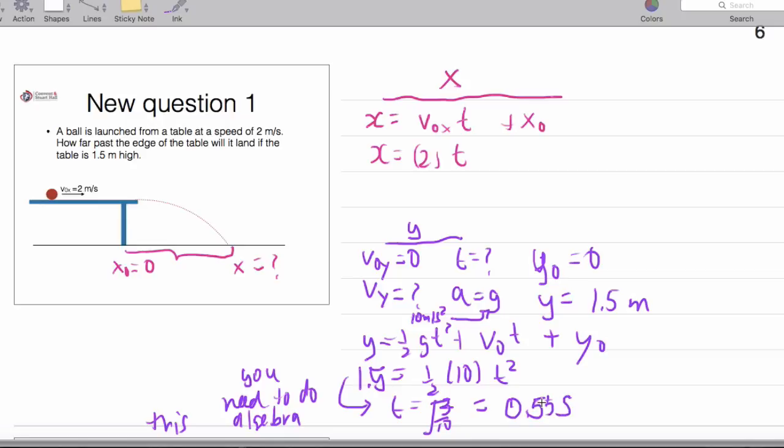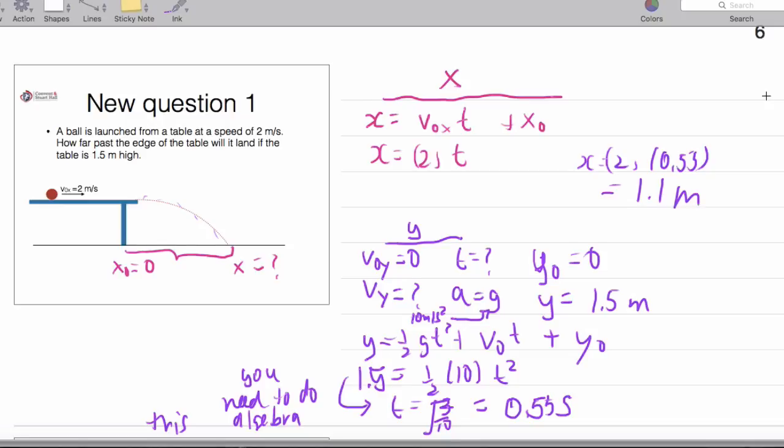So now we have the time to fall, and just like with the marble lab, we used the time to fall to figure out how far back the buggy needed to be. We're going to be able to use the time to fall, and that's exactly the same time the ball spends off the edge of the table before landing. So we'll take x as 2 times 0.55, and we end up getting 1.1 meters. So that's kind of basically what we did for the second day of class. It's a good summary of what we covered.